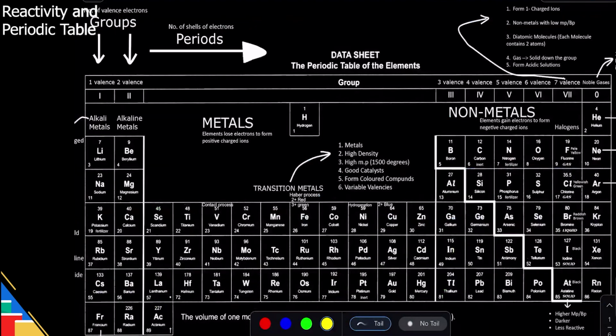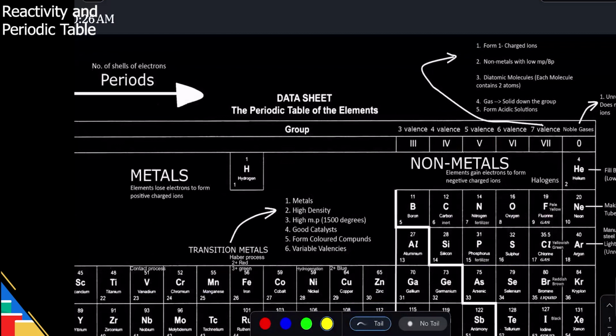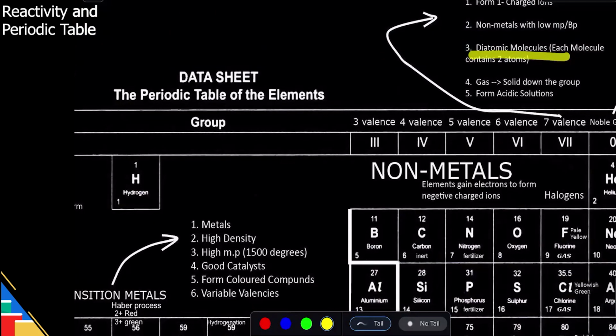You can just read it. You can read from here. Non-metals are diatomic, which means they form molecules that have two atoms. You can see that they form acidic solutions. There is no concept in this; this is something that you need to memorize.